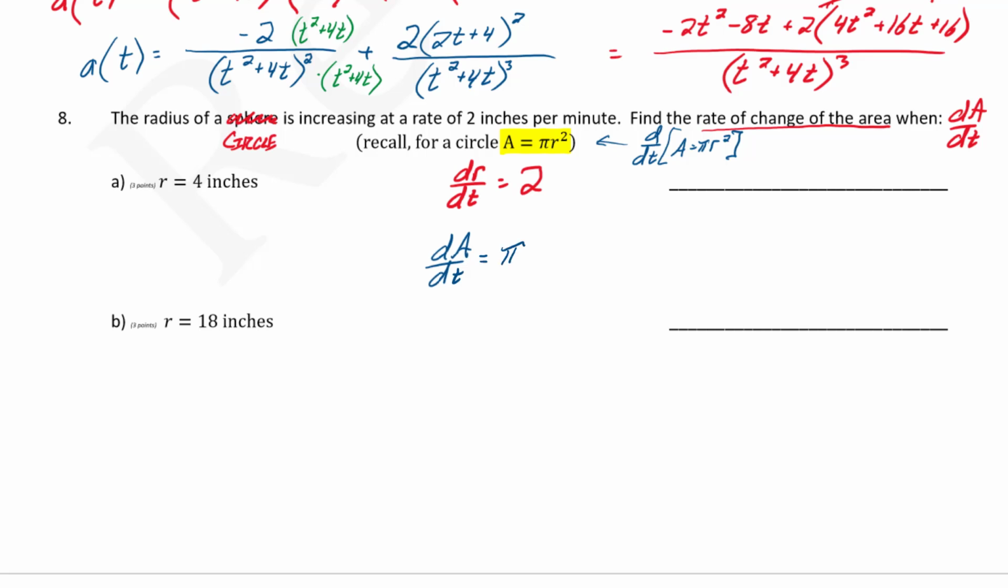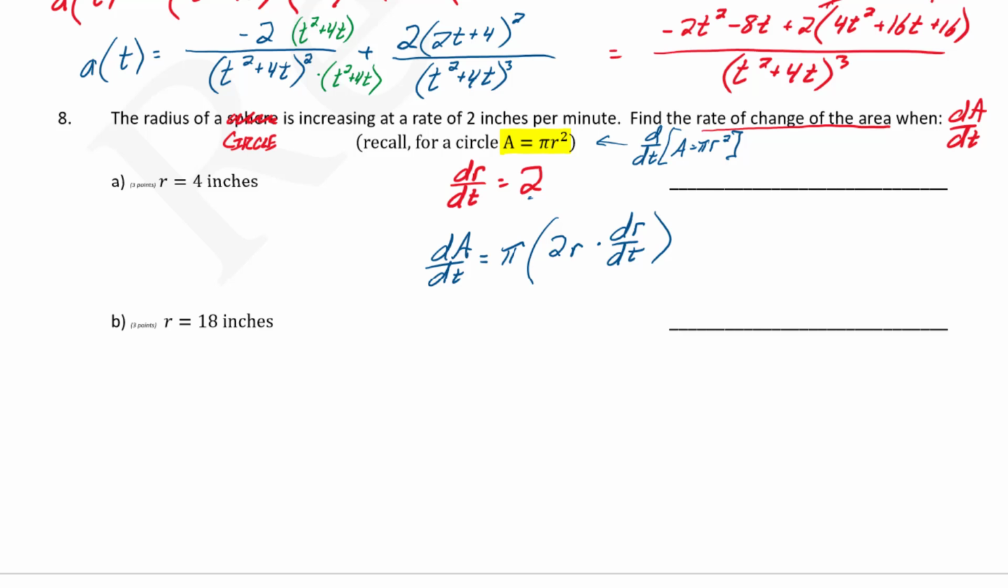equaling pi is just a coefficient, so I'm just going to let it hang out. R squared, its derivative is going to be, by chain rule, 2 comes out front, r is the base, the new power is 1 less, so power of 1, but then times the derivative of r with respect to t, so that's going to be a dr over dt. So that's where that 2 that I identified at the beginning is going to go.